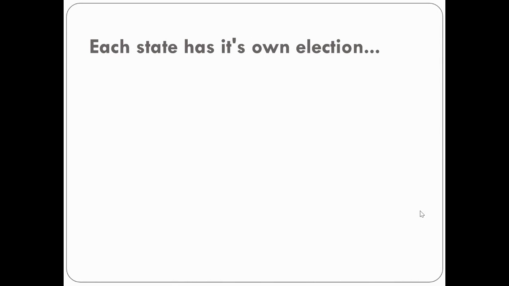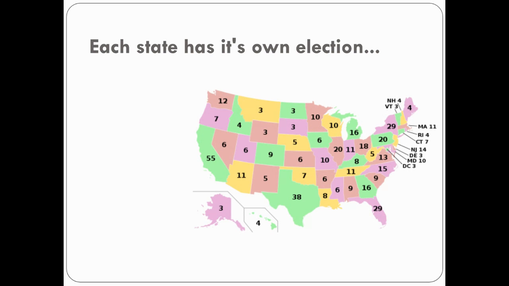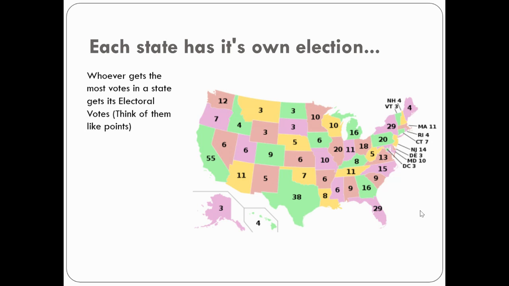So imagine that each state is having its own election. So instead of all of the votes of the whole country being tabulated, there is a mini election in each state. Now, based on how many people live in each of those states, the winner of each of those mini elections will get a certain amount of points. Those points are called electoral votes.